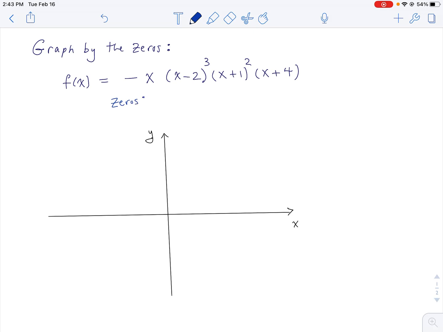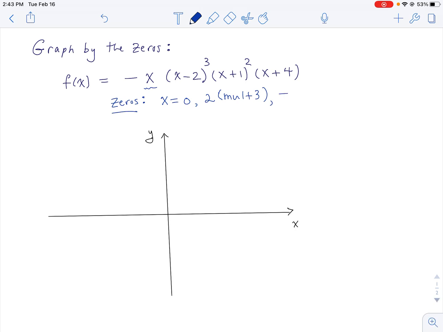In fact, I'll list it right below here. First of all, this x tells me that 0 is a 0 because if I let x be 0, the whole function will zero out. Right next to it, x minus 2 tells me 2 is a 0. Now that x minus 2 is to the third power, so we call that multiplicity 3. We'll talk about what that does on the graph.